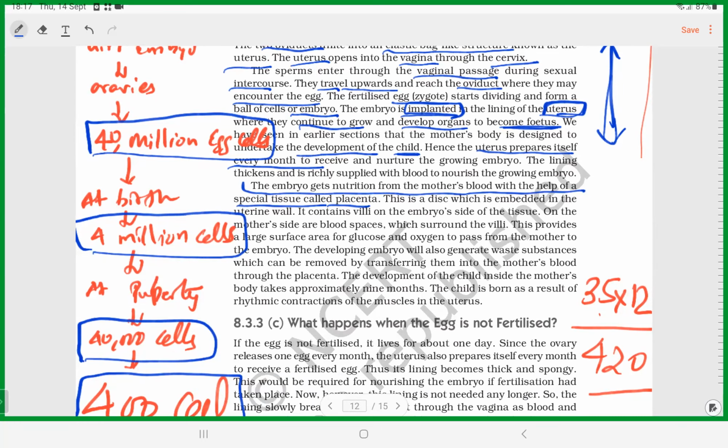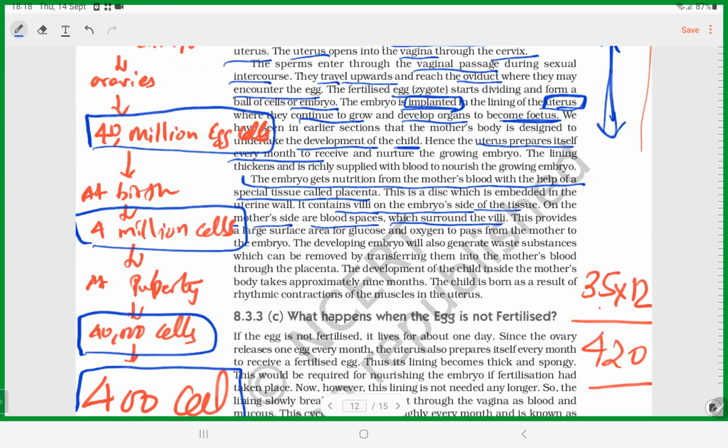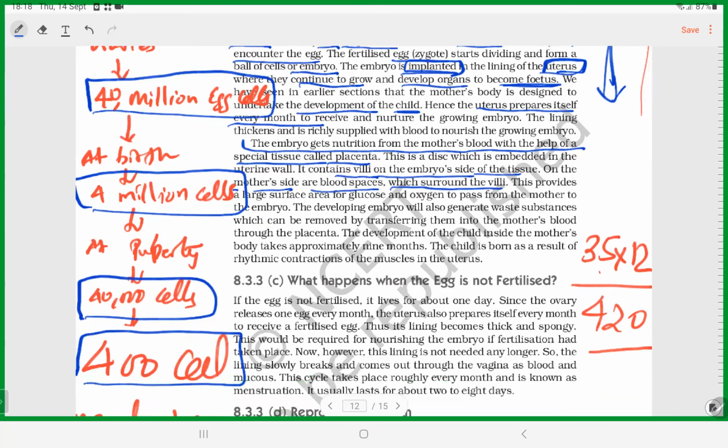The placenta contains villi on the embryo side of the tissue. Thus the mother provides spaces for blood, nutrients, etc. They may ask how the fetus is nourished inside the mother's womb. You should highlight this.